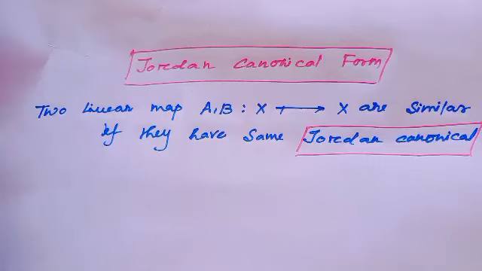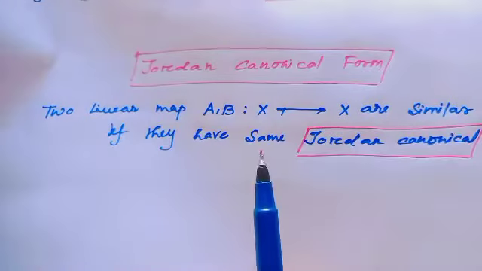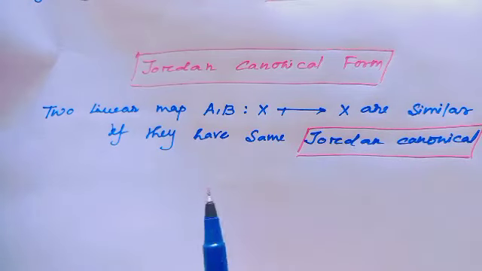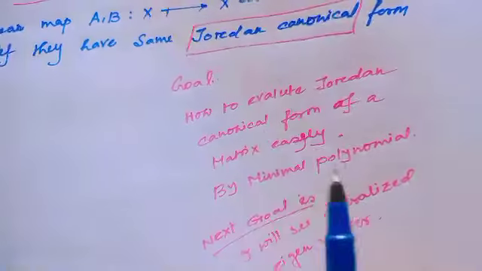In my earlier video, I discussed Jordan canonical form. I saw that two linear maps A and B, defined from X to X, are similar if they have the same Jordan canonical form. If you haven't seen my previous video, I highly recommend you watch it first. Then today's video will be so easy.